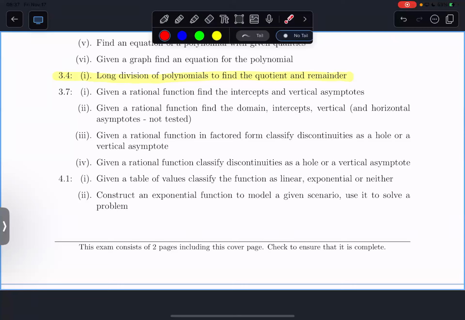How about these rational functions? Find the domain, the intercepts, and the vertical asymptotes. I'm not going to test you on the horizontal ones because you're just looking at the powers in the numerator and the denominator, and then you figure out if it's 0 or nothing or a over b.